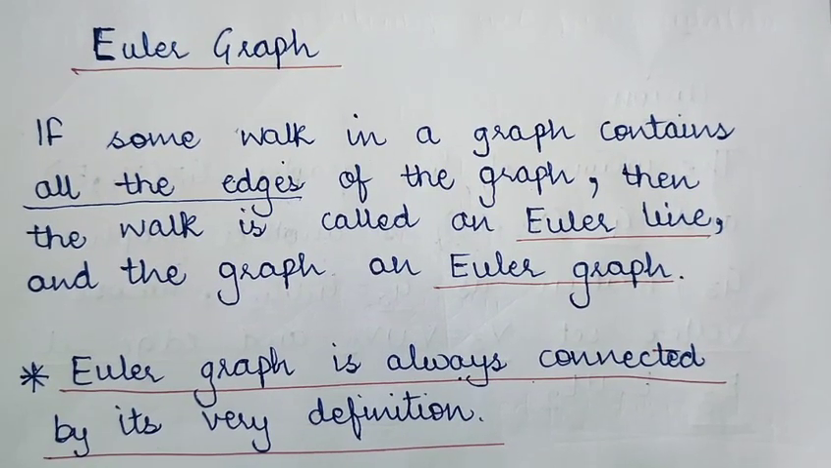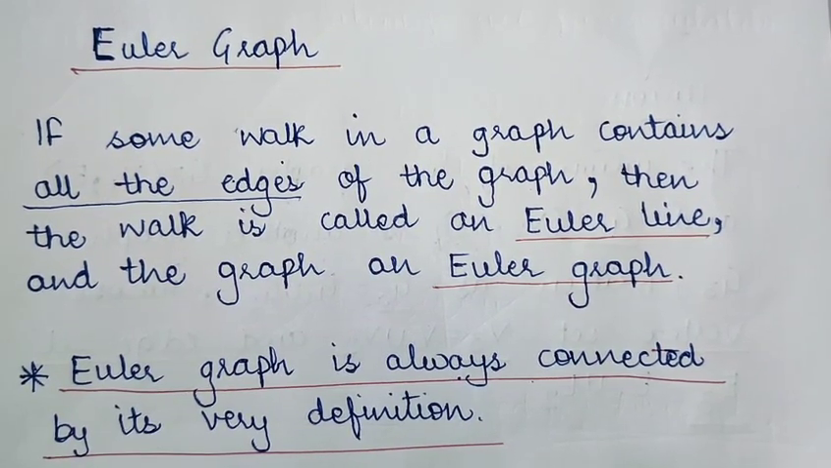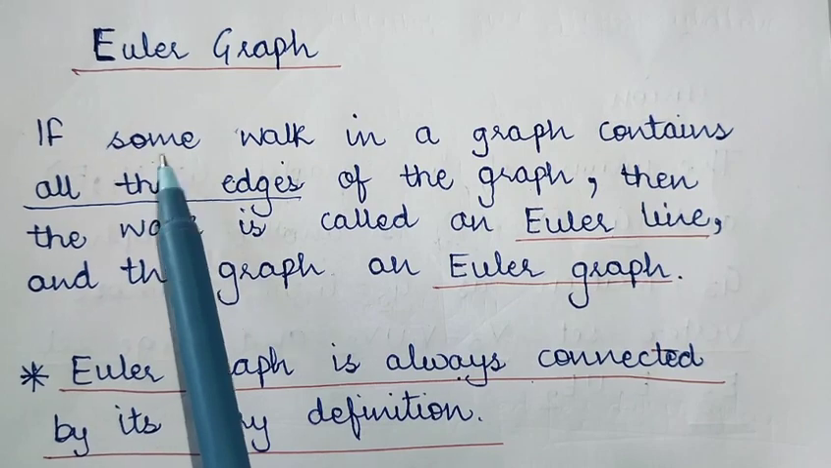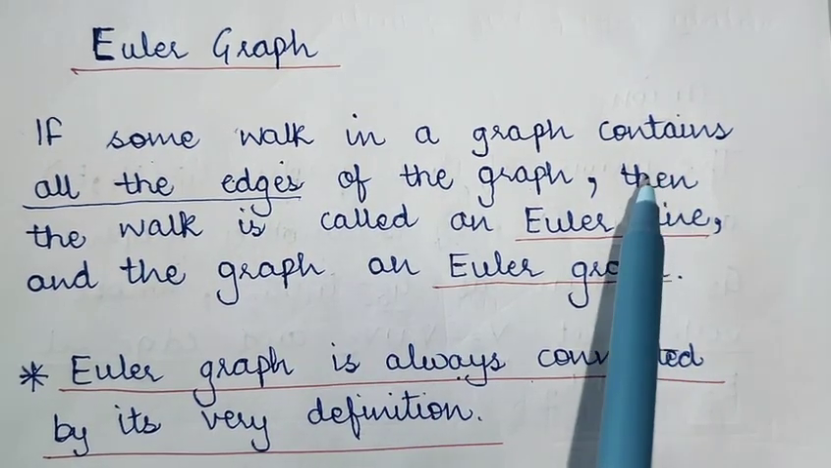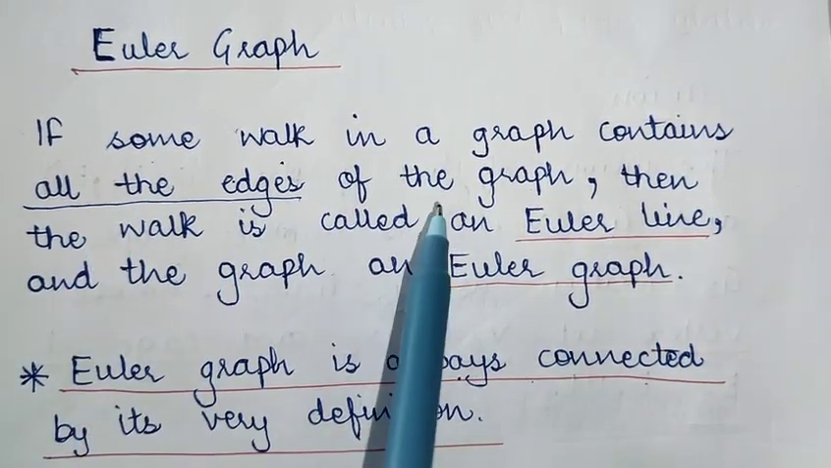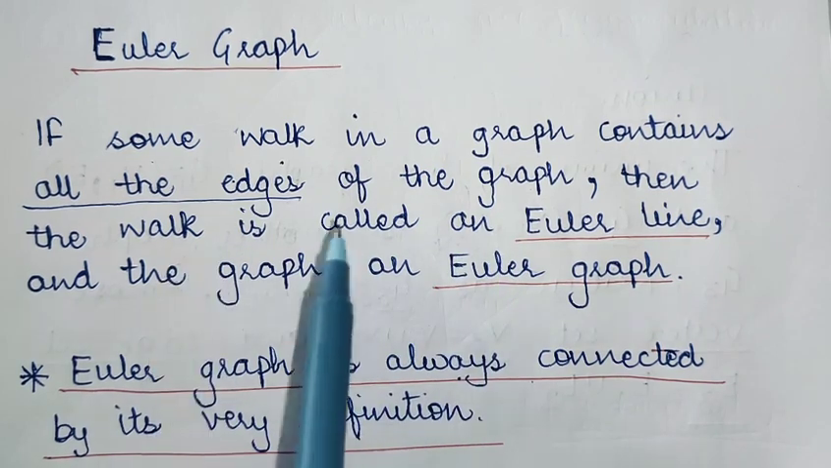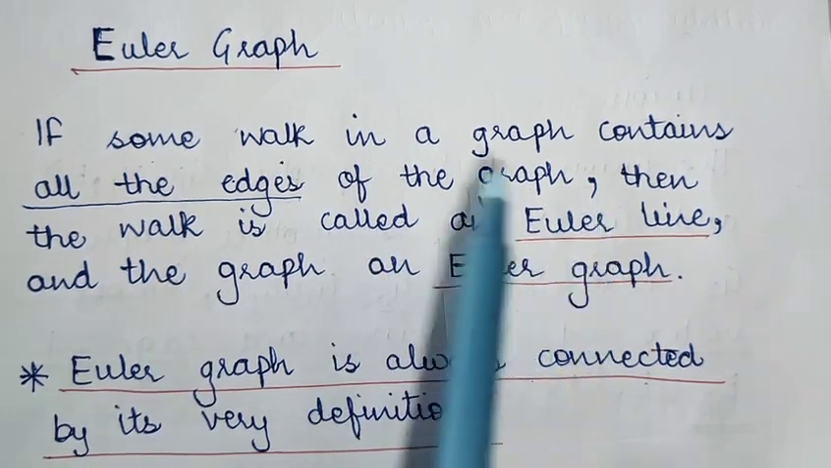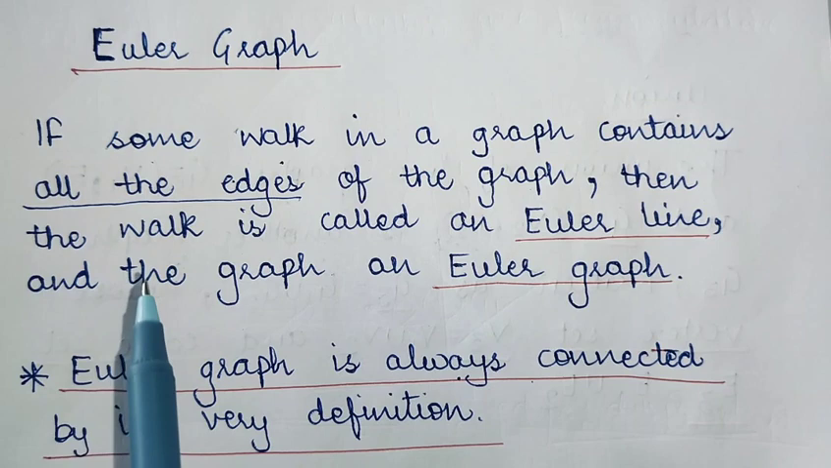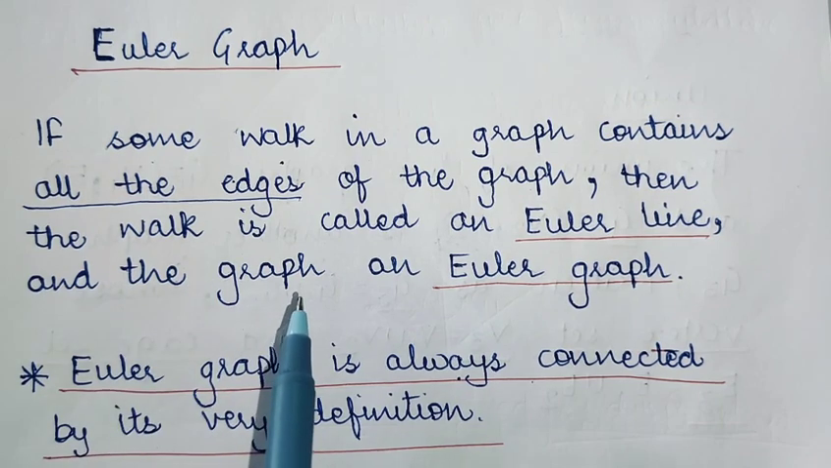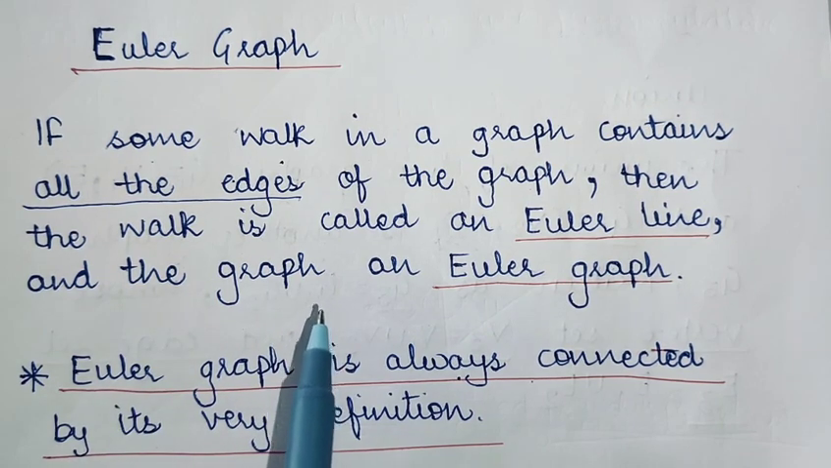Hi everyone. Today we are going to study Euler graphs and operations on graphs. So, what is an Euler graph? If some walk in a graph contains all the edges of the graph, then that walk is called an Euler line, and the graph containing an Euler line is called an Euler graph.